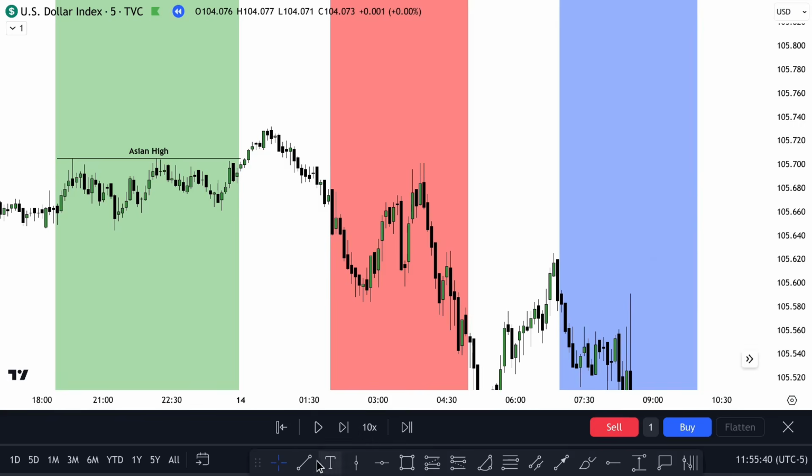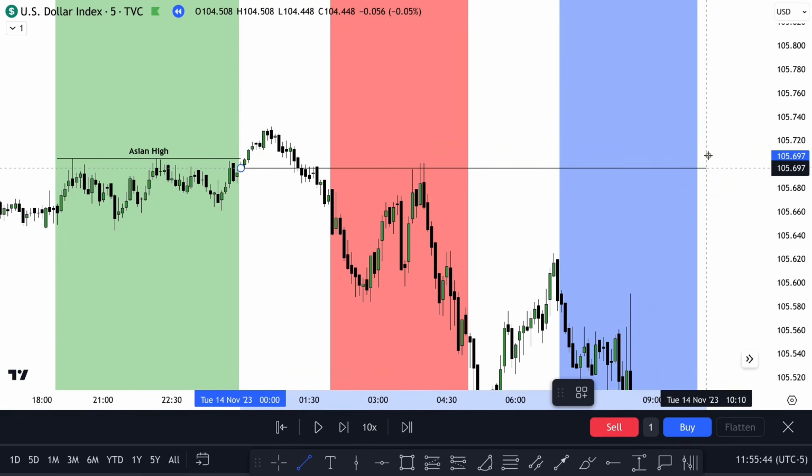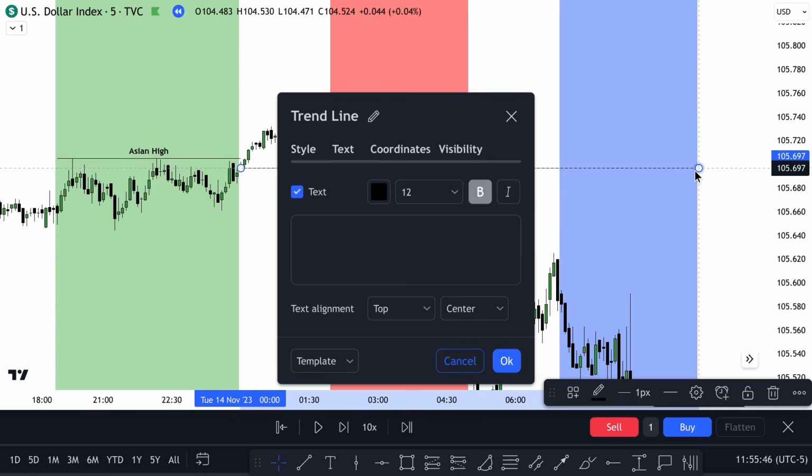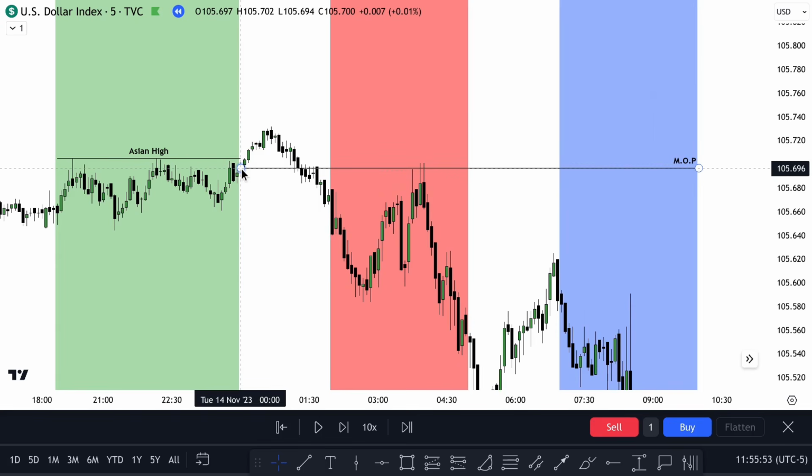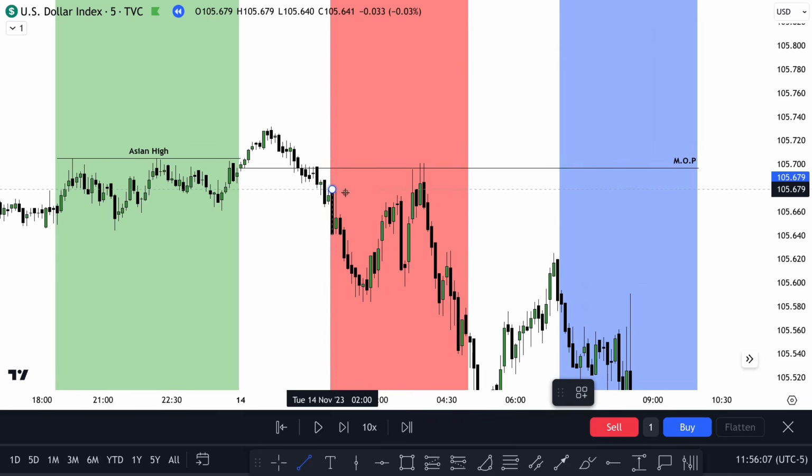You can also note out the opening price of the day right here. Got midnight opening price, which is 12 a.m. New York Eastern Standard Time. If the true day open, you see price runs above it at one point in time. We got that double confluence here. We're above midnight opening price and we're above the Asian session high. High probability sell opportunity.